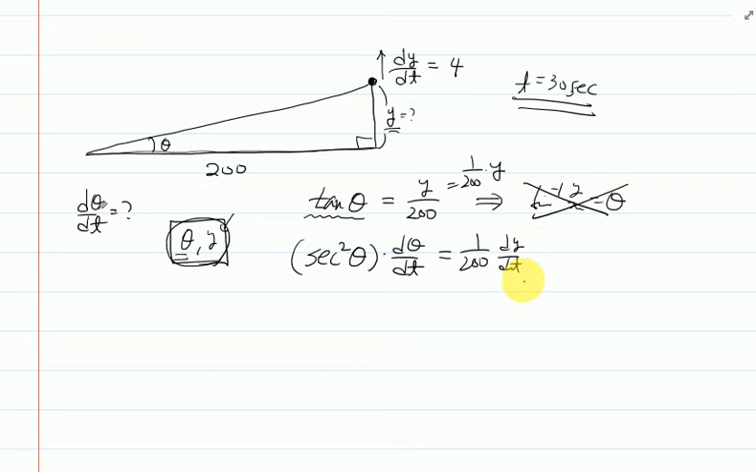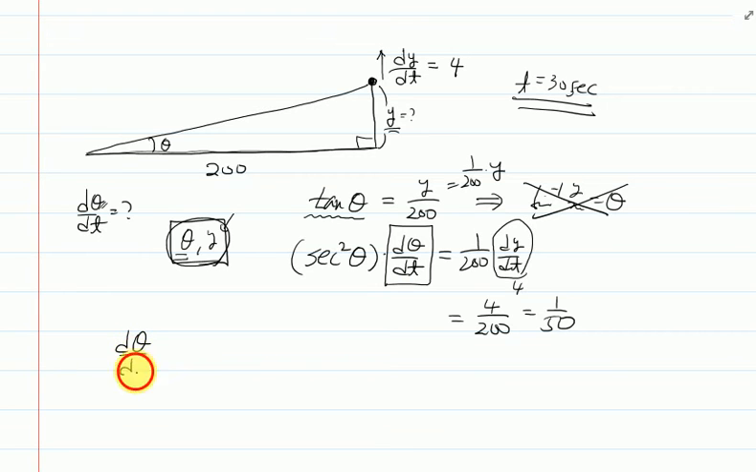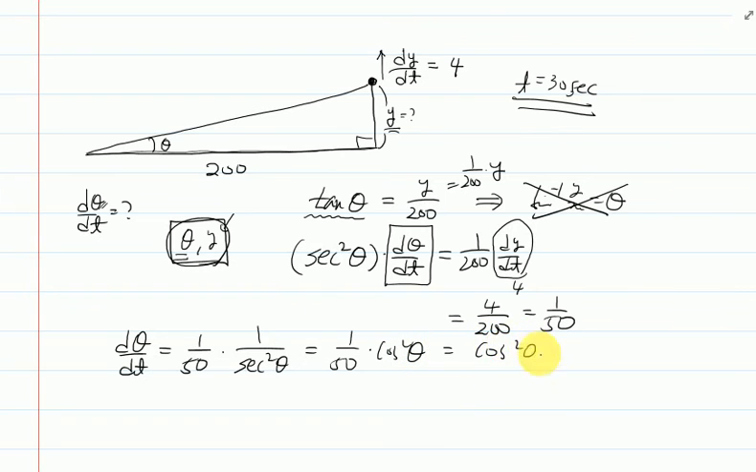Okay, so what is dy dt? That is 4. So the right hand side is going to be 4 over 200, which is 1 over 50, and that's what we are looking for. So eventually d theta dt is 1/50 times 1 over secant squared theta, which must be 1/50 times cosine squared theta, right? So eventually we need what cosine theta is, right?